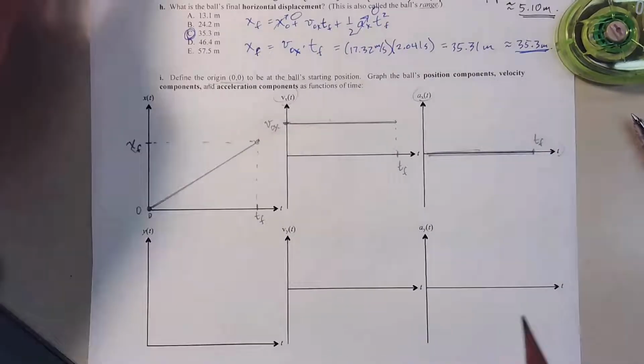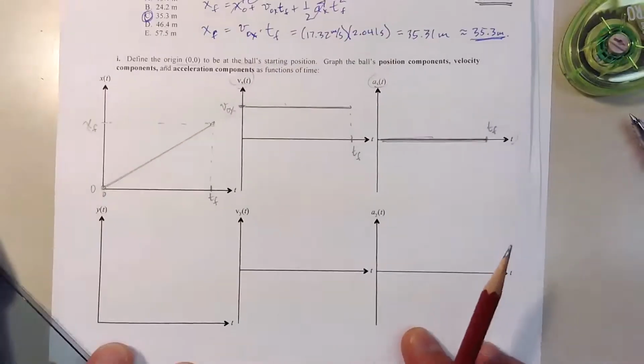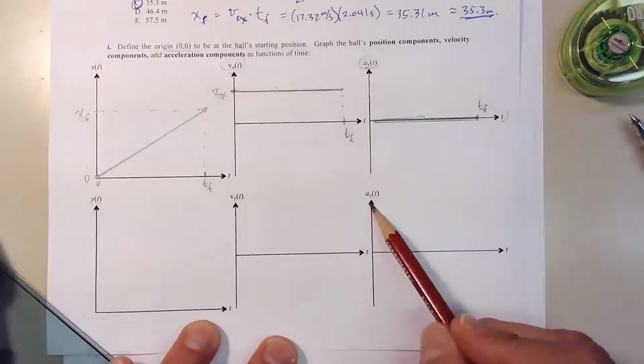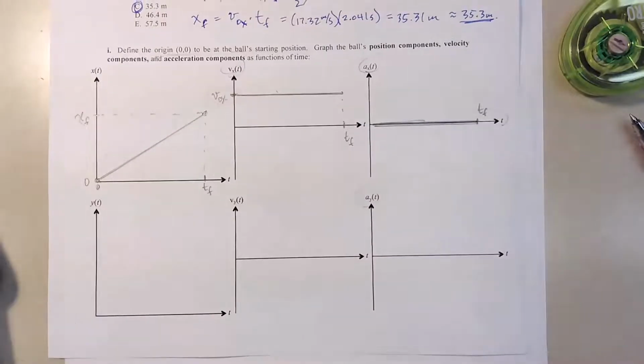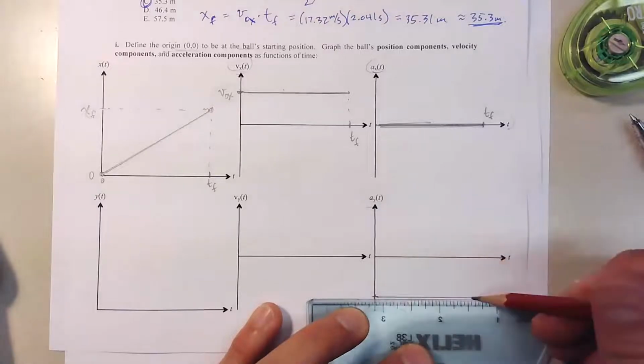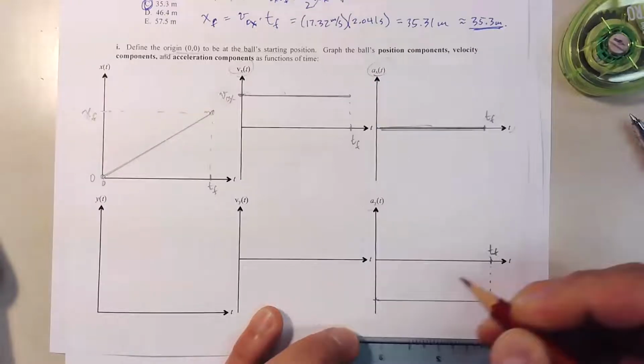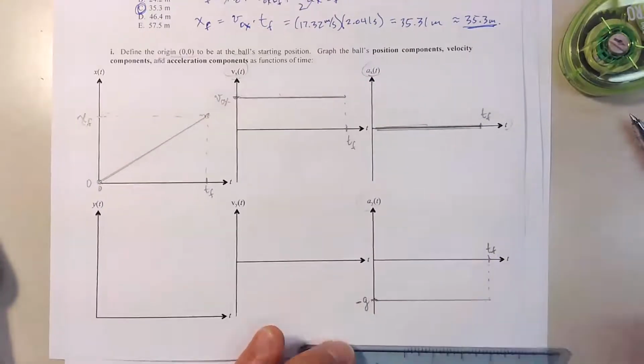How about the y component graphs? So what is the y component of the acceleration? Well, we know that is provided by gravity. So its value is going to always be in the negative y direction toward the center of the Earth. So this value here is negative g.